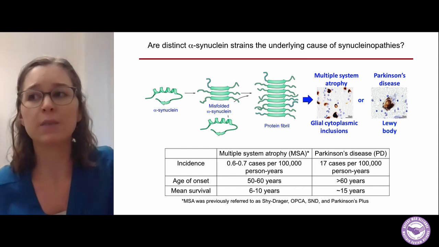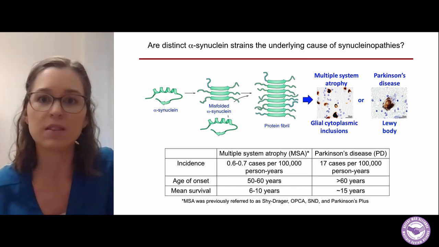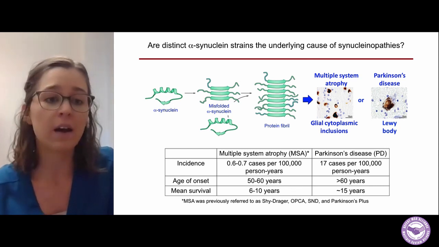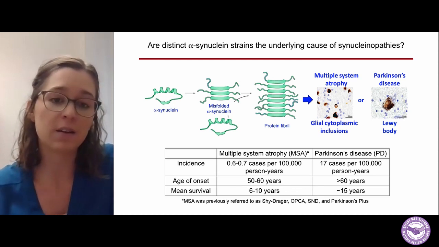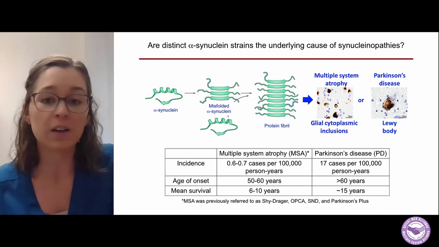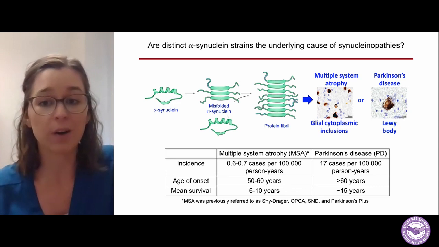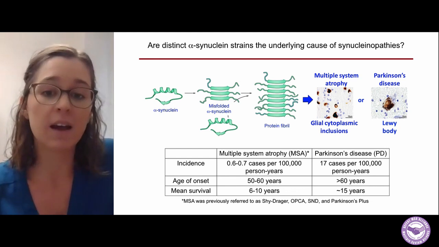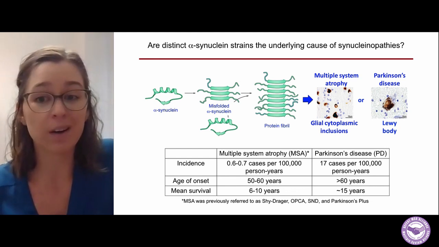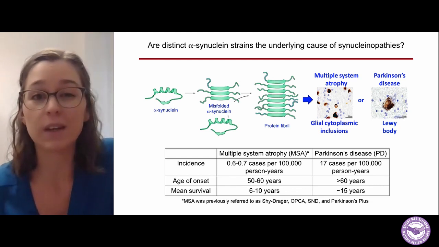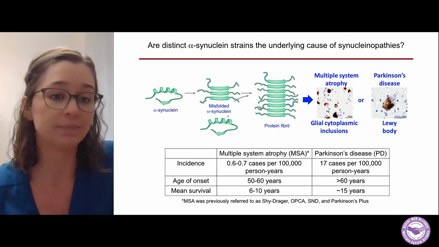We already have some data suggesting that these two diseases are differentiable in patients, and these include the incidence of disease. Parkinson's is more common than multiple system atrophy. The age of onset differs between the two diseases, with Parkinson's disease patients typically being diagnosed later in life. And the mean survival also differs. Parkinson's disease patients can live up to 2 decades when they have supportive care.